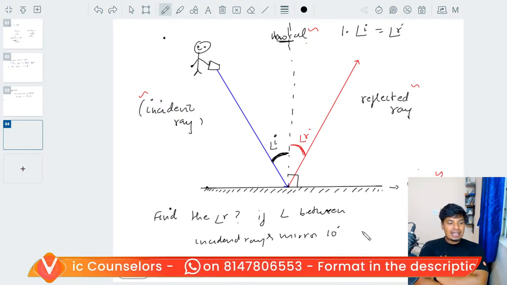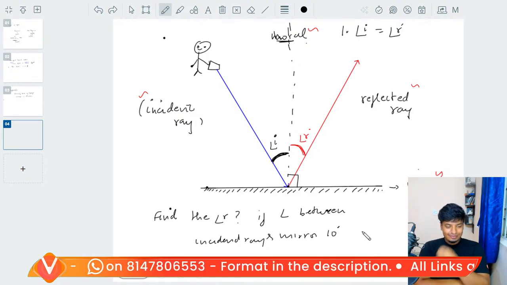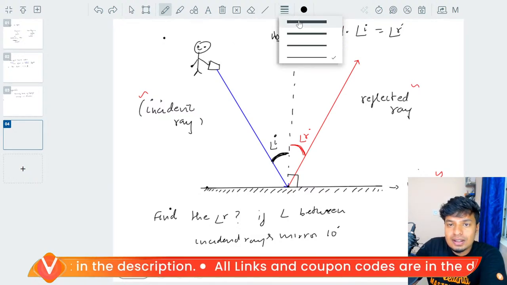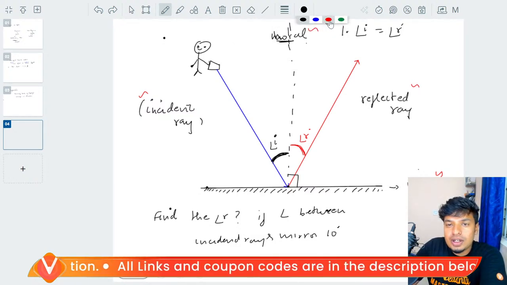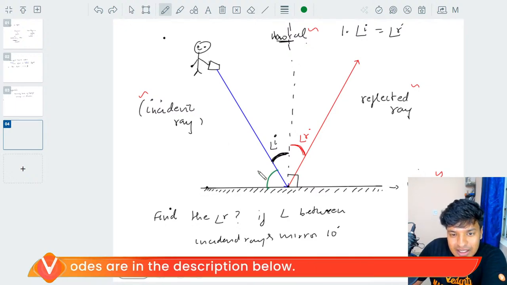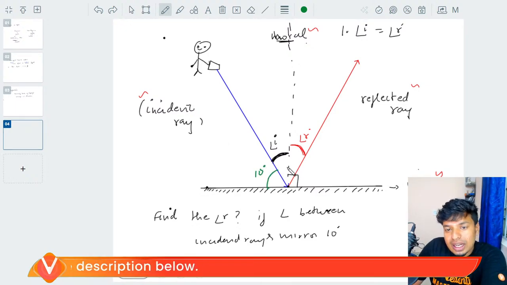A lot of you guys are giving 80. How come? Very simple. According to the first law, first of all, we all know, listen carefully, they have given us this angle, that is 10 degrees. We know the entire angle.